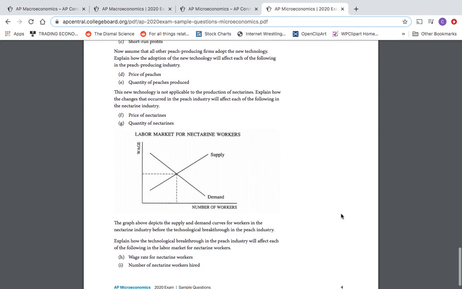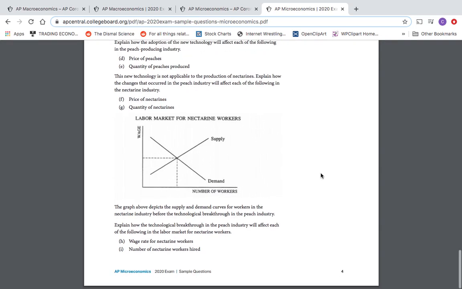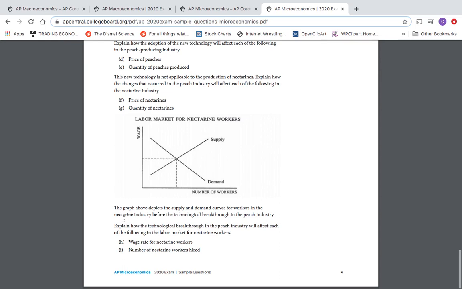So then they bring that to the labor market for the nectarine workers. So supply and demand, do they say competitive? Yeah, obviously competitive. The graph depicts supply and demand curves for workers in the nectarine industry. Explain how the technological breakthrough in the peach industry affects the labor market for nectarine workers. Here we're pretty much talking about derived demand. If there's less demand for a product, there's most likely less demand for those laborers. Makes sense, right? It's pretty much common sense. So less demand for a product, less demand for the workers, and of course, there'd be fewer workers hired in that case.